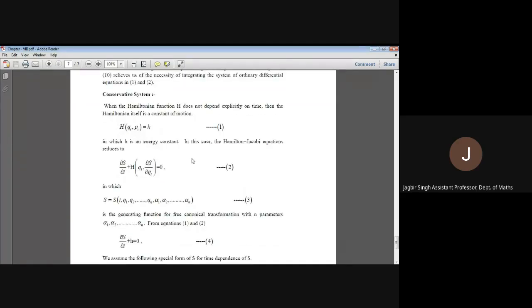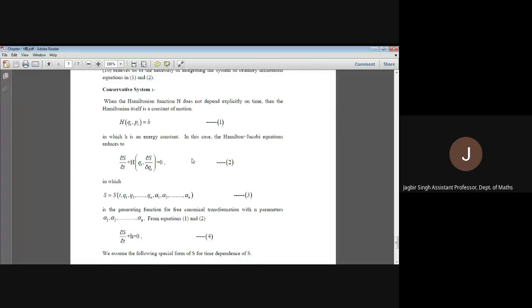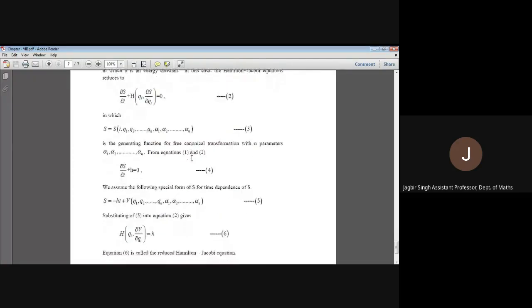After that, a conservative system is given, meaning the system is made independent of t, and so the equation will be ∂S/∂t plus H. This time H is independent of t, so it will be H of qi, ∂S/∂qi equal to 0. Further, while obtaining the Whittaker equations, we discussed that if H is independent of t, then it will be a constant function. So from equation 1, replace H in equation 2. We will have equation number 4, ∂S/∂t plus H is equal to 0.